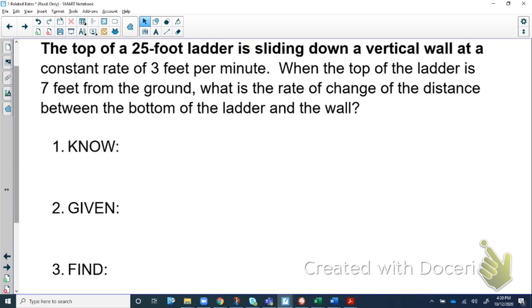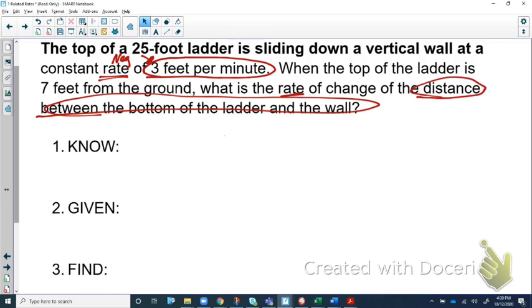The top of a 25-foot ladder is sliding down a vertical wall at a constant rate of 3 feet per minute. So again, there's our keyword rate, and what is that rate? 3 feet per minute, and it's going down. So that means that 3 needs to be a negative number because it's moving down. When the top of the ladder is 7 feet from the ground, what is the rate of change of the distance between the bottom of the ladder and the wall?